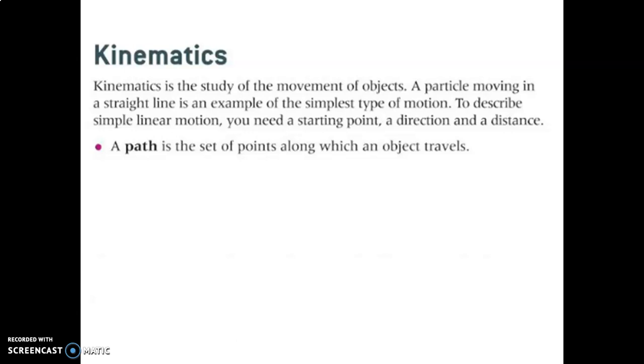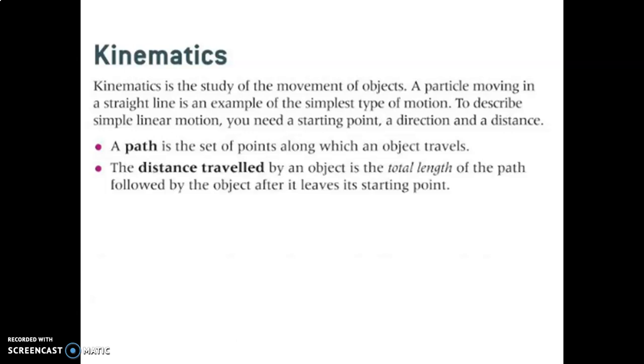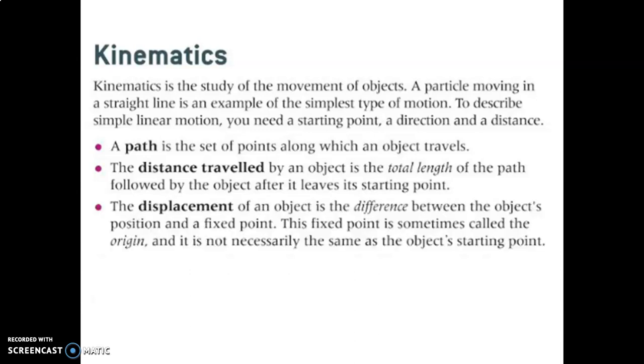So a path is the set of points along which an object travels. The distance traveled by an object is the total length of the path followed by the object after it leaves its starting point. The displacement of an object is the difference between the object's position and a fixed point.